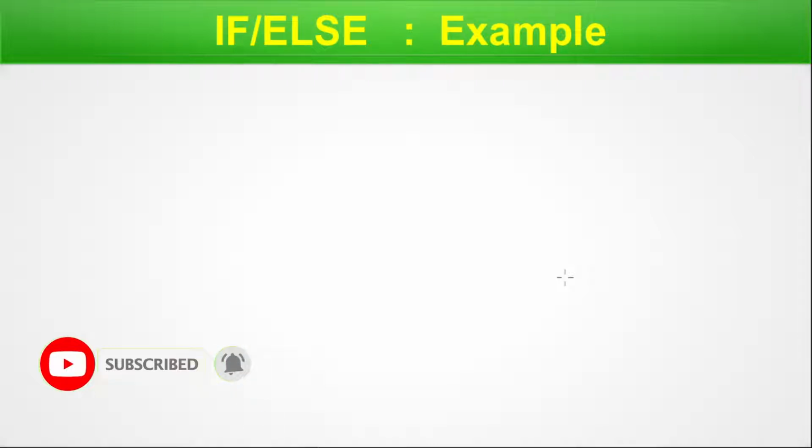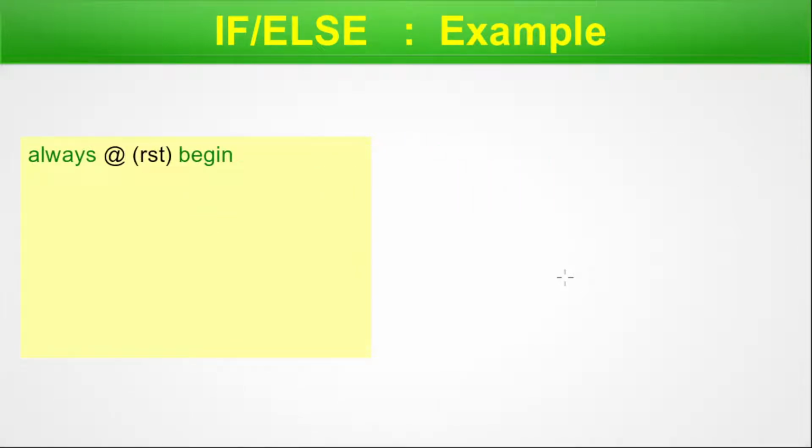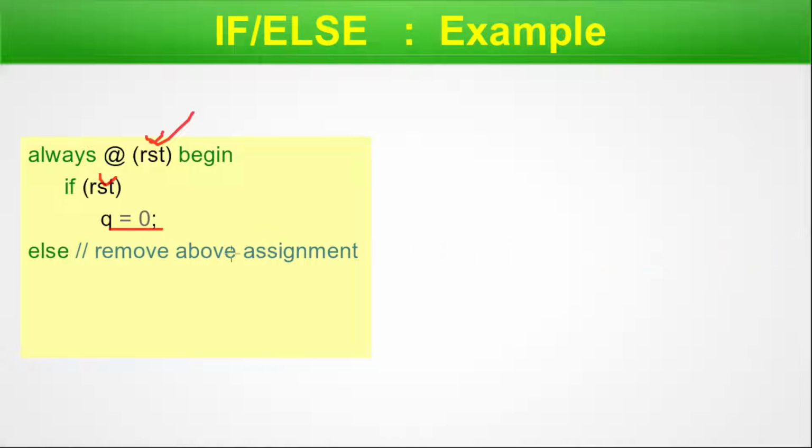Here we will go through some if else examples. Here we have always, and the sensitive variable is RST, and we have begin. Then if RST, set q equal to 0, else we will remove the assignment. This means this. So we will do the deassign q and we end. So this is a new keyword. I have mentioned earlier that deassign can be used to do the reverse of the assignment that is done here. So this is one example. If else can be used inside an always block.